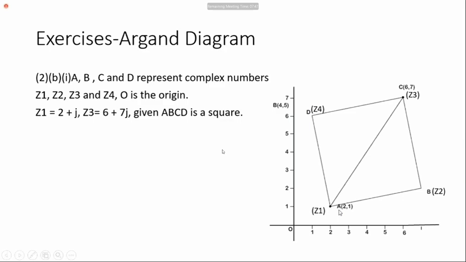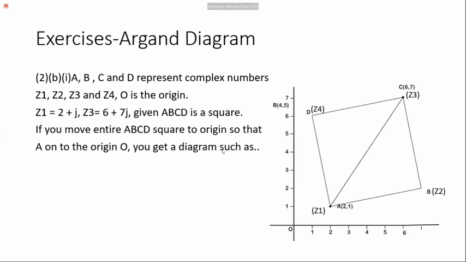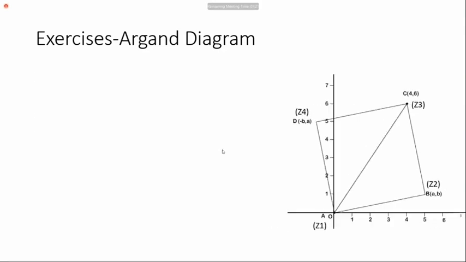That means move A onto A. Without rotating, what will happen? This position, its X coordinate is reduced by 2 points, and its Y coordinate is reduced by 1 point. Let us see. If you move the entire ABCD square to the origin so that A is onto the origin O, you get a diagram such as this. Can you see? If you move it to the origin, you get the diagram like this.